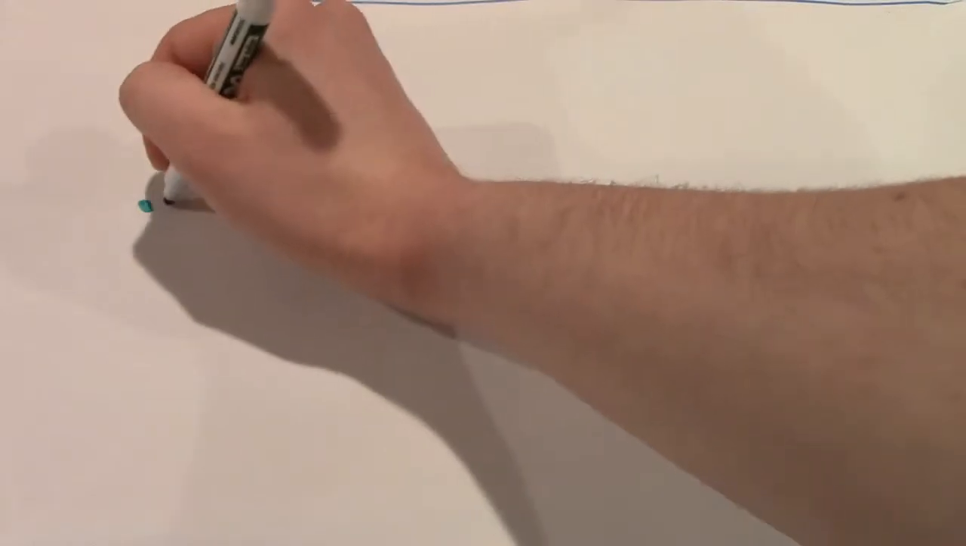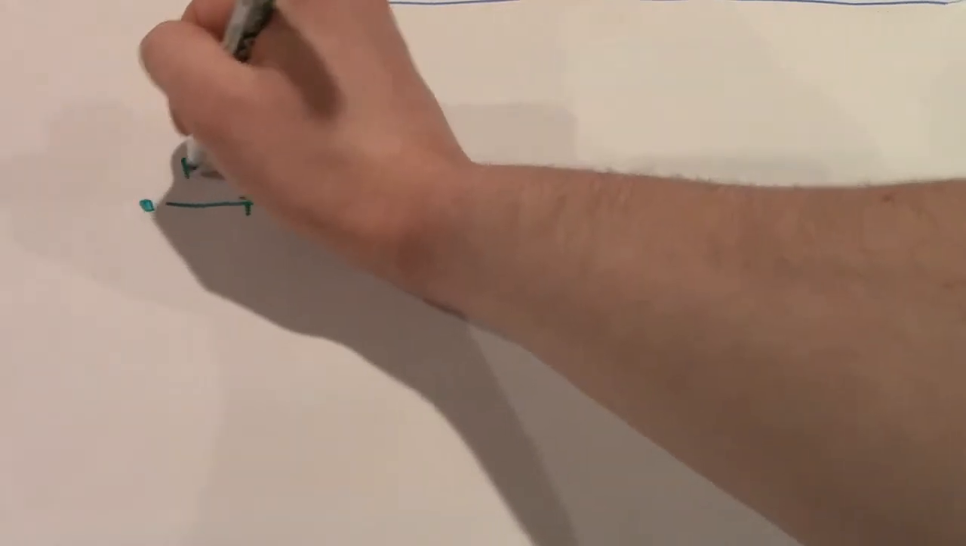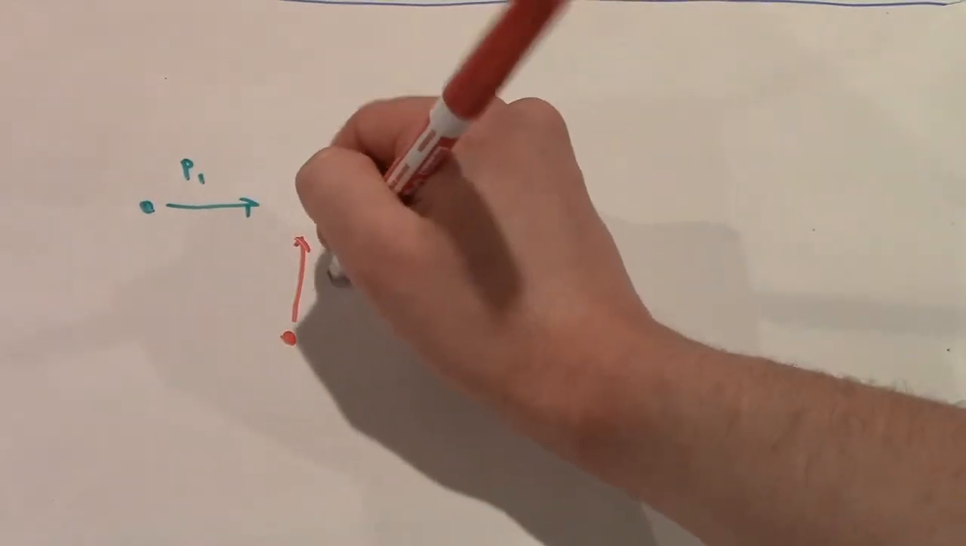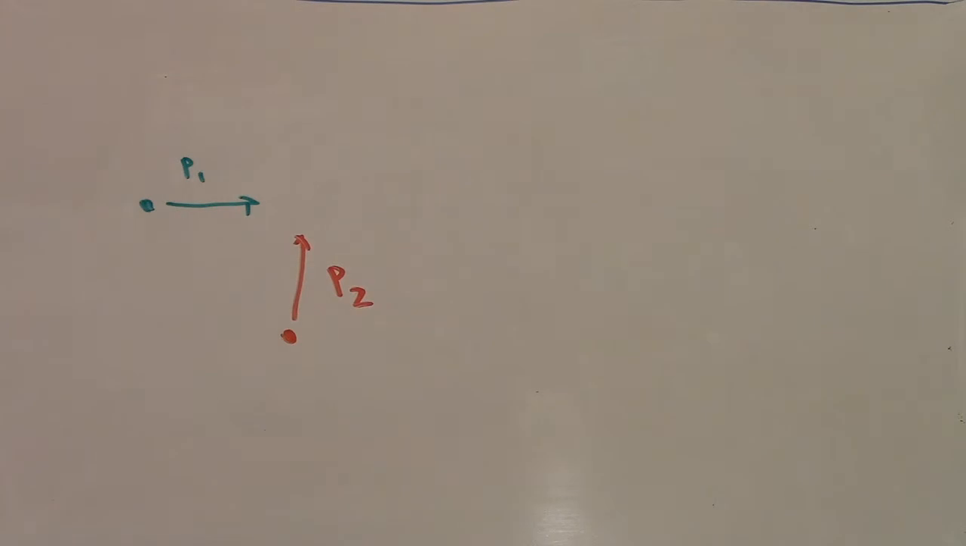Now, another important thing to mention about momentum is that momentum is a vector. This means that the direction the particle is moving matters. Now, momentum is a vector because velocity is used to calculate momentum, and velocity is a vector. So, what this means is, say we have a particle over here, traveling with momentum 1, and we have another particle down here, traveling in this direction with momentum 2.